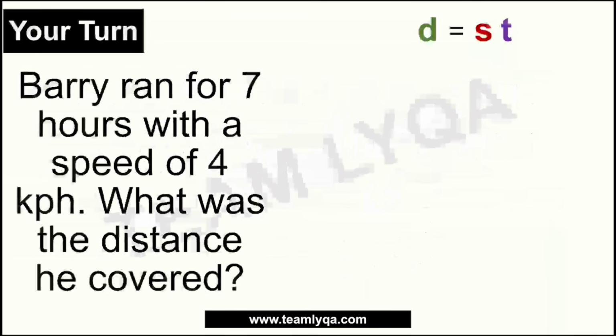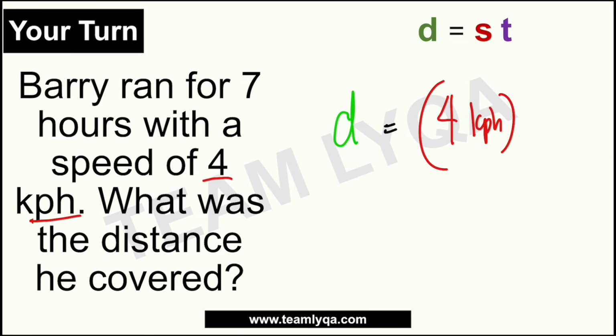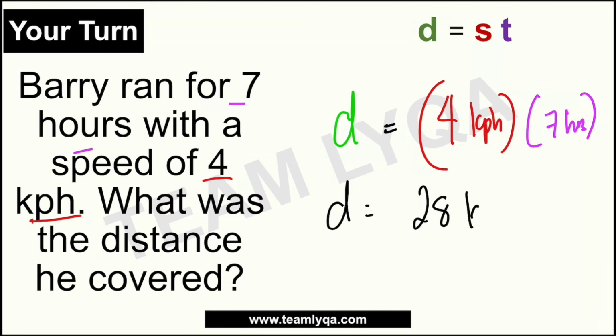Okay, so let's see how you did. Sabi, Barry ran for 7 hours with a speed of 4 kilometers per hour. What was the distance he covered? So again, D is equal to S times T. Ang S natin, or speed, is 4 kilometers per hour. So ito yon 4 kph. And then, i-multiply natin siya sa time, which is 7 hours. Now, the answer would be D is equal to 4 times 7, 7, 14, 21, 28, 28 kilometers.